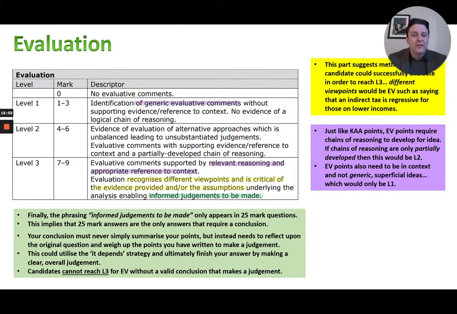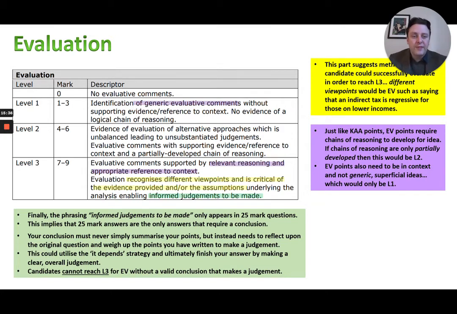Just like the KA points, the evaluation points require a detailed chain of reasoning to develop your ideas. If chains of reasoning are only partially developed, then this would only be a level 2 type of answer. Evaluation points also need to be within the context, so you can't just have a bunch of memorized superficial sentences, as that would only get you a level 1 mark.